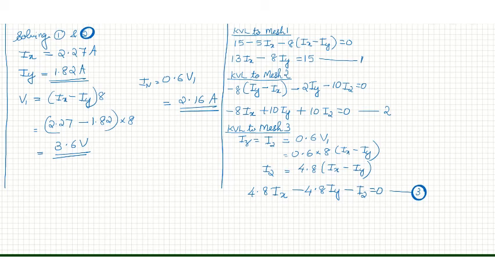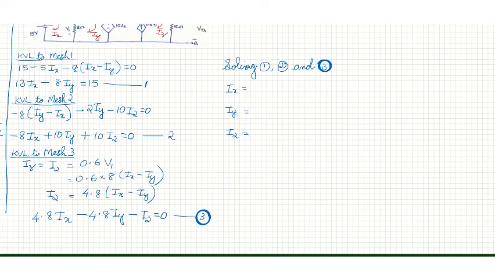Now solve equations 1, 2 and 3 to get the values of Ix, Iy and I2. While solving, we get Ix is equal to 3.28 amperes, Iy is equal to 3.45 amperes, and I2 is equal to minus 0.83 amperes.